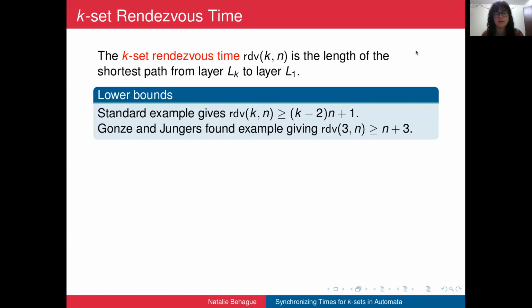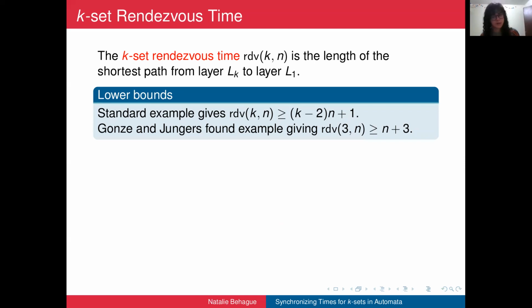Well, there are some lower bounds. The standard example tells us that the rendezvous time for k is at least k minus 2n plus 1. And Gonzo and Jungers, who worked on this and introduced in particular the triple rendezvous time, focusing on going from the 3rd layer to the singletons, actually showed that in that case, the standard example isn't a tight lower bound, which is kind of surprising because we conjecture that it is a tight lower bound for the Cherney's conjecture.